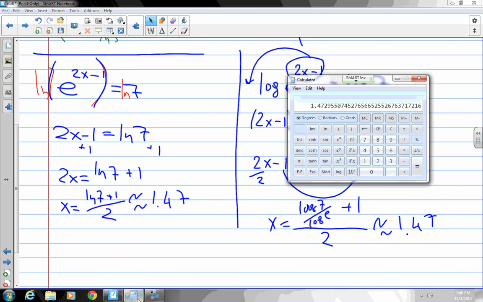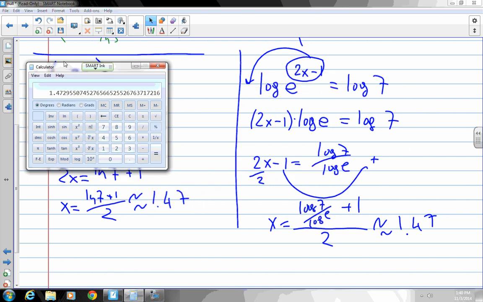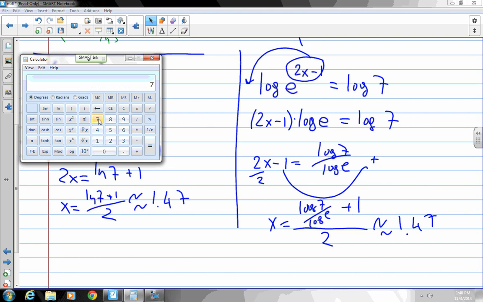Where's my calculator? Here it is. So what is this? 7 log. Where's my E button here?